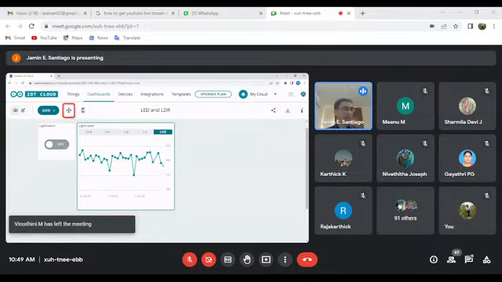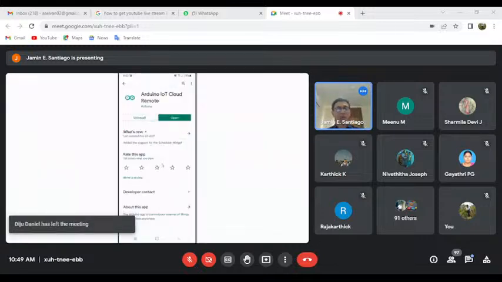The next is also we can get the data, but then if you want, you can install the remote control to your mobile phone, and from there you can get the dashboard. You can see everything that is happening with the device.